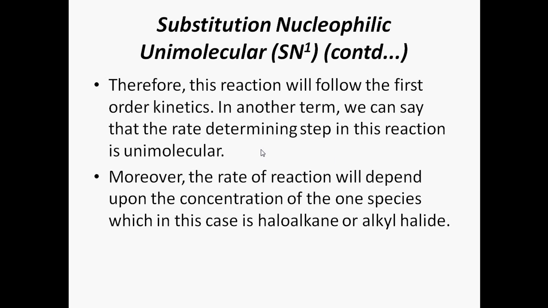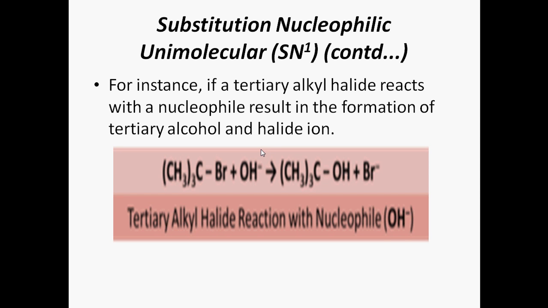In this reaction, the tertiary alkyl halide reacts with the nucleophile, and when the nucleophile attacks the tertiary alkyl halide, it forms tertiary alcohol and halide ion. How this reaction takes place is represented here. This OH is the hydroxyl ion, the nucleophile, an electron-rich species, and this bromide ion is the halide ion. Bromide ion is the leaving group.